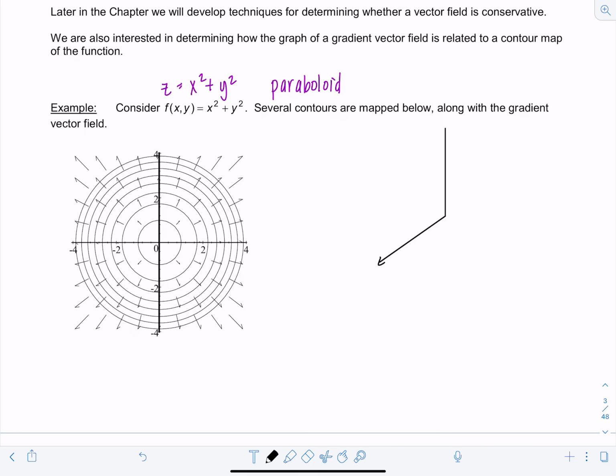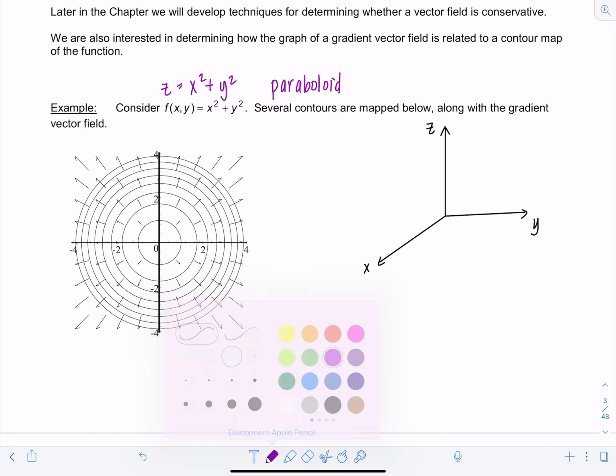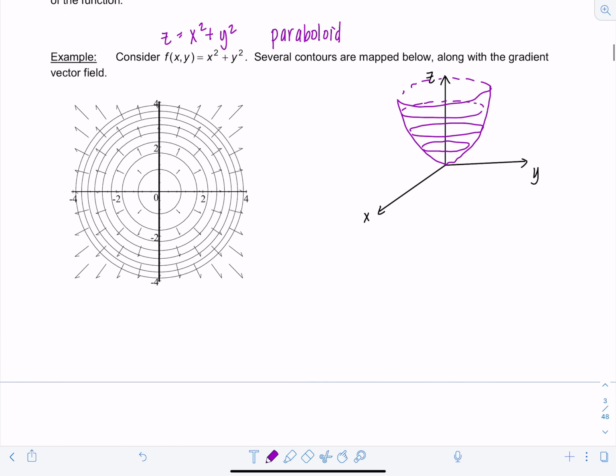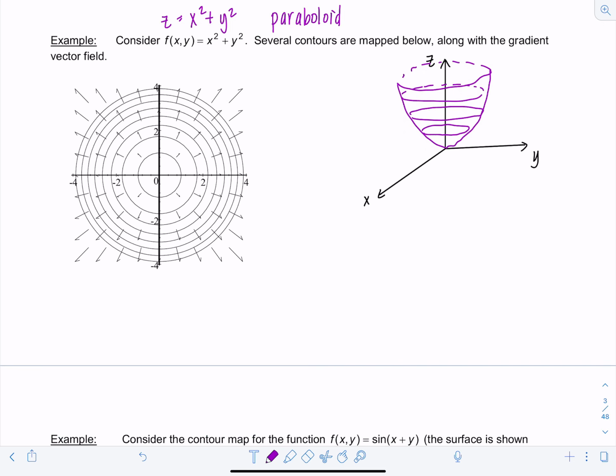So remember, if we were to draw the paraboloid out in space, just going to do a little rough sketch. You know, it opens along the z-axis. And so here's the level curves, right? One here, another one here. So we have these concentric circles centered at the origin. The gradient vector field is superimposed on the contour map. And we're asked here to just determine what this gradient vector field is.